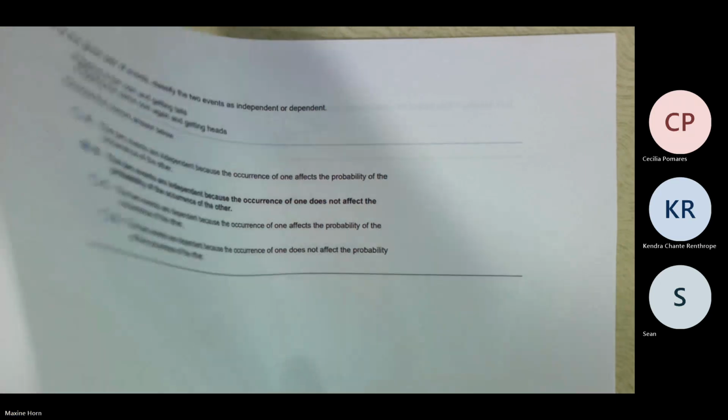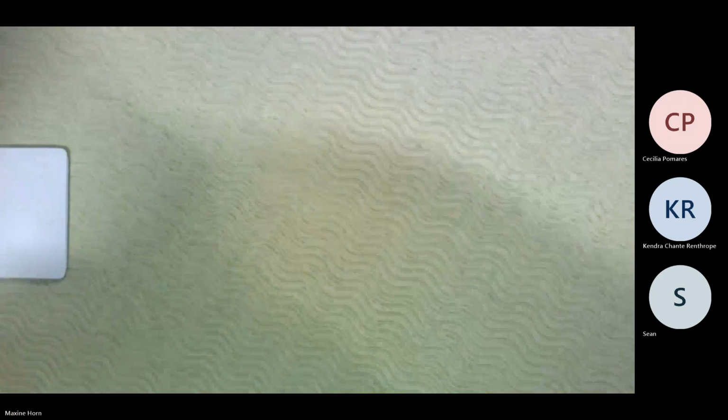All right, number 14. Two cards are selected from a standard deck of 52 playing cards. The first card is not replaced before the second card is selected. Find the probability of selecting a jack and then selecting a 6.